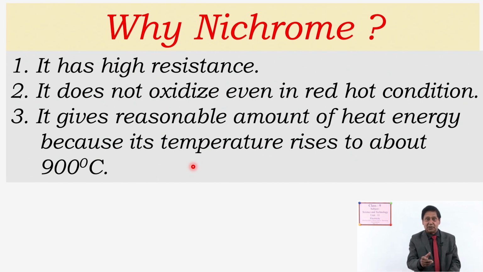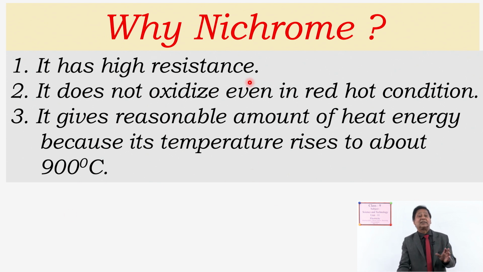It becomes red hot or yellow hot, and the temperature rises to 900 degrees Celsius. That's why this is the reasonable temperature which can be used in cooking purpose also and other purpose also, heating purpose also. That's why it is used.